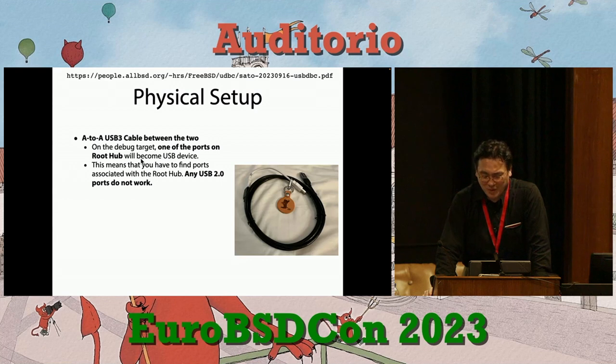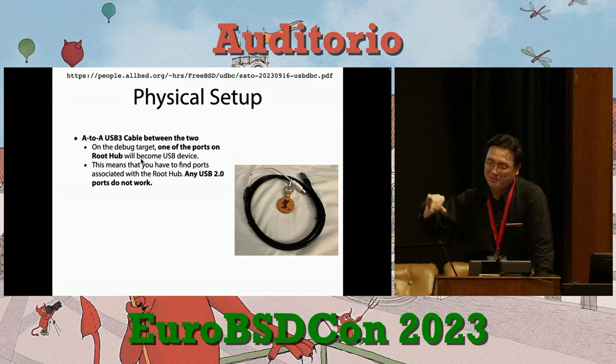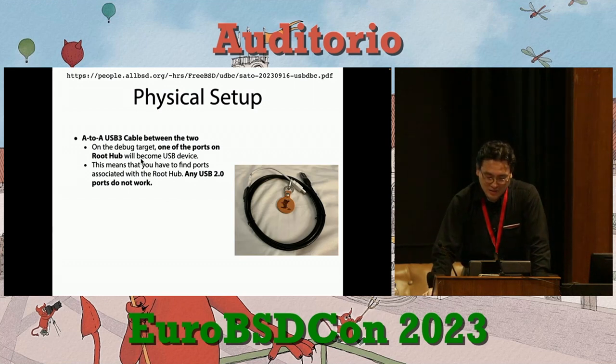The second problem is which port is connected to the root hub. Your motherboard or laptop can have multiple hubs internally. So if you have 16 ports on the motherboard, probably there are two or three hubs between the root hub and the actual port. There's no standard way to find which one is connected to the root hub, so you have to find which one actually works. And any USB 2.0 ports do not work, because the 2.0 specification doesn't have the concept of a cross cable, so it is not supported by the USB debug capability.